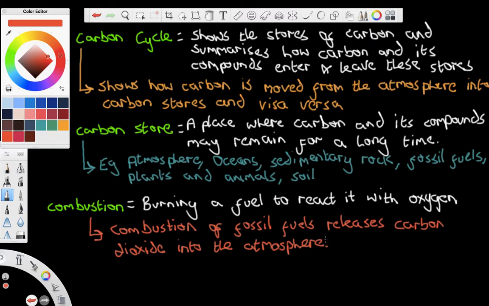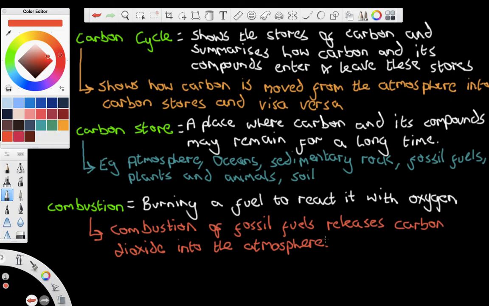Okay. So we've got the carbon cycle, which shows the stores of carbon and summarises how carbon and its compounds enter and leave these stores. It basically shows how carbon is moved from the atmosphere into the carbon stores and out of the carbon stores. A carbon store is a place where carbon and its compounds may remain for a long time, such as the atmosphere, the oceans, sedimentary rocks, fossil fuels, plants and animals, and soil.